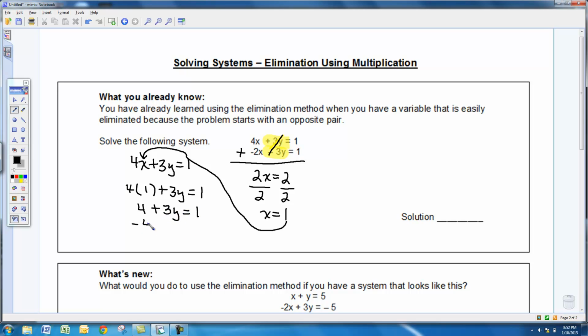Now we will subtract 4 from both sides, and we will get 3y equals negative 3. And now we will divide both sides by 3. And our answer will be y equals negative 1. So our solution is the ordered pair 1, negative 1.